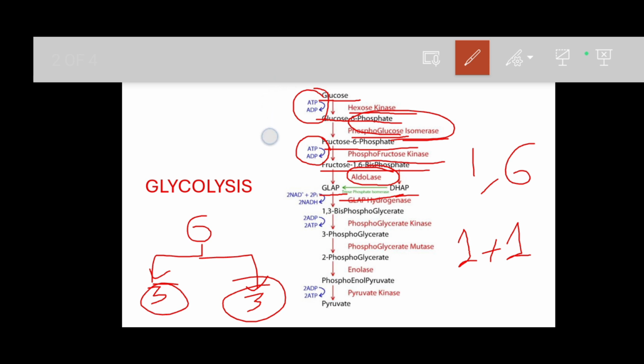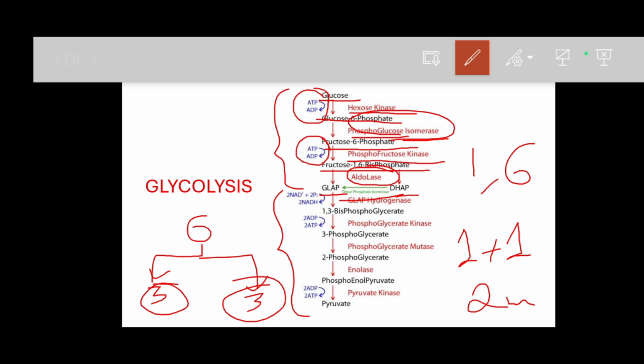From this step to this step, we have seen that only 1 mole of substrate is used, but from now on we are using 2 moles. Always remember, from these steps onwards, 2 moles of the substrates are used. From glyceraldehyde 3-phosphate, let us check the next steps.